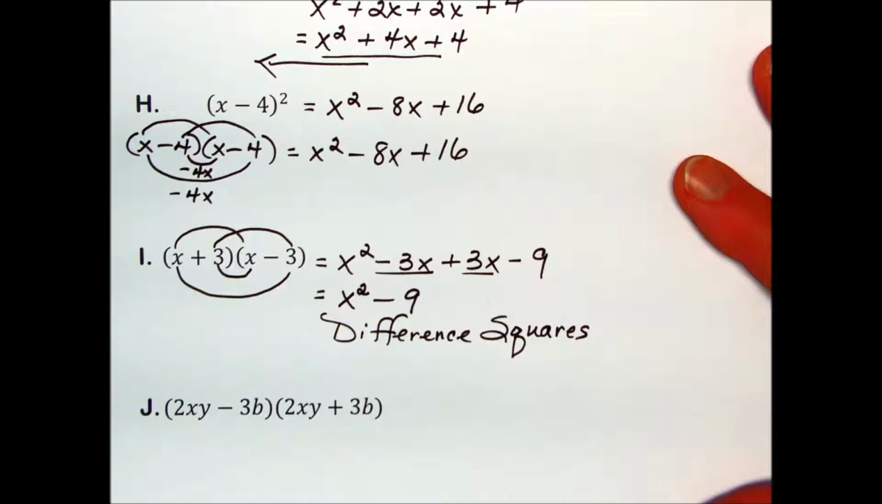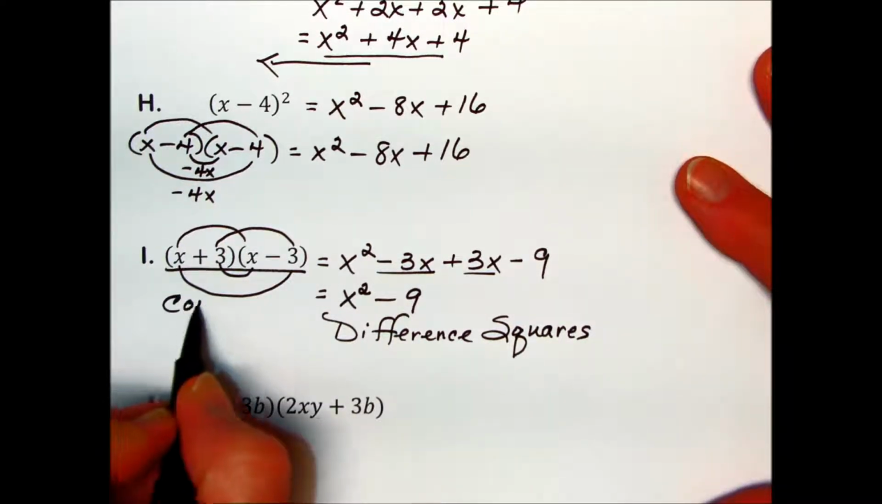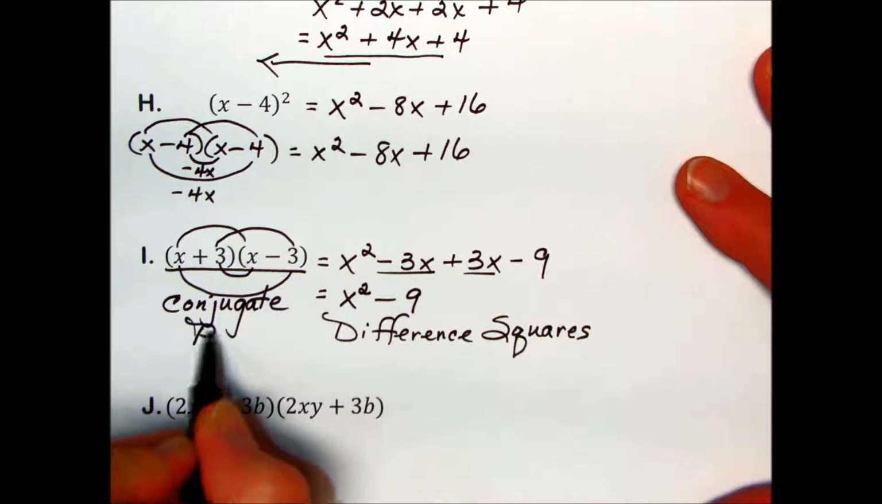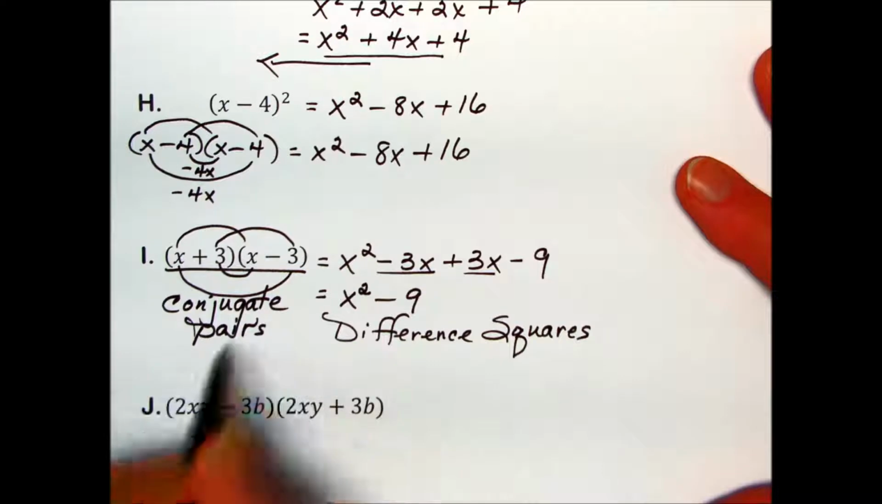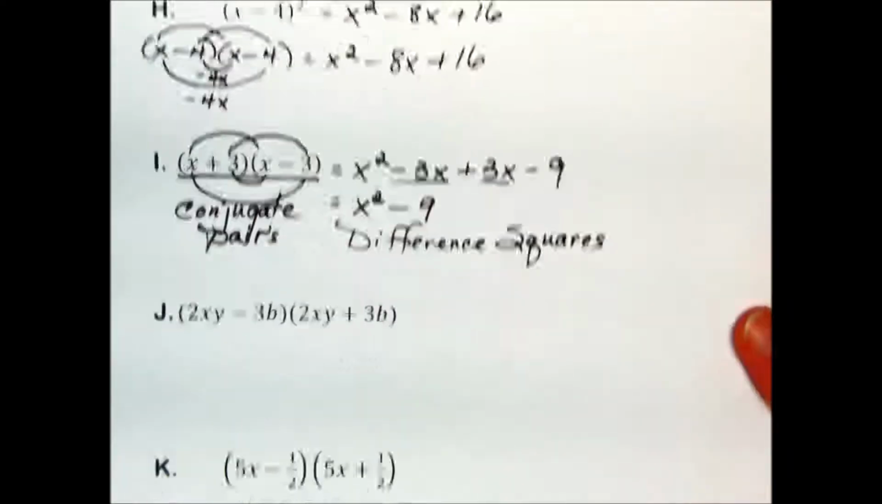And when you recognize that's what you're going to end up with, you can save yourself the outside-inside step because you know that they'll cancel out. We call these conjugate pairs. And they come into use in several applications that we'll see down the road.